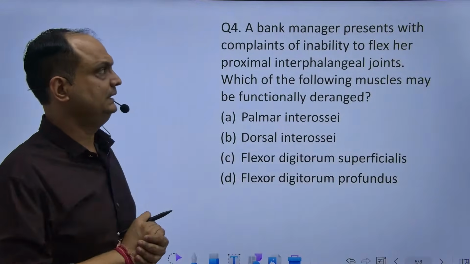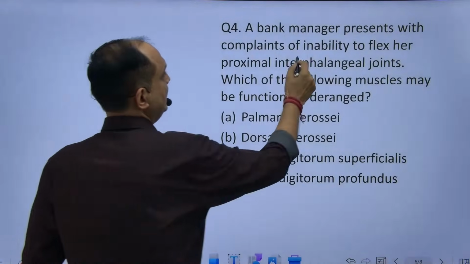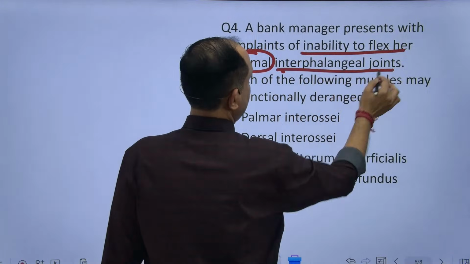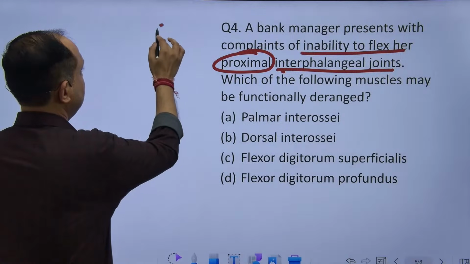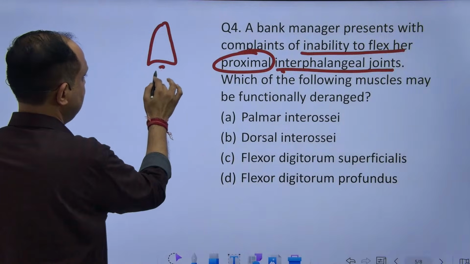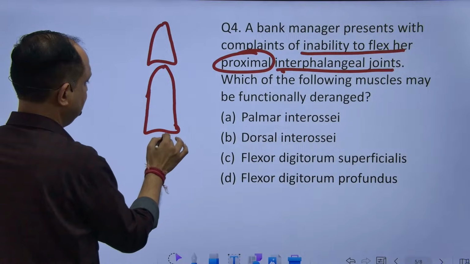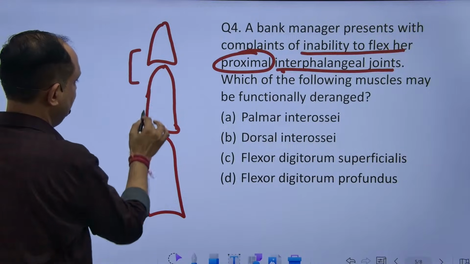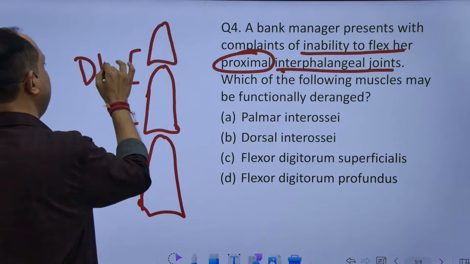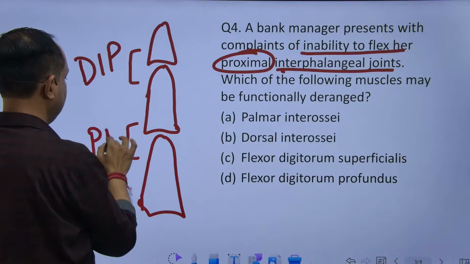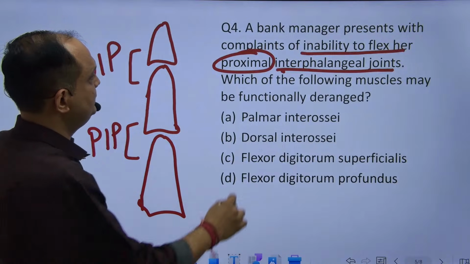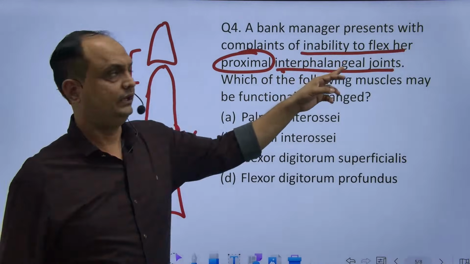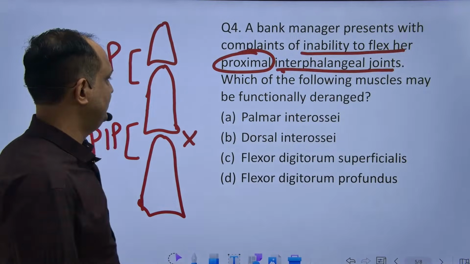A bank manager presents with the complaint of inability to flex her proximal interphalangeal joint. Now dear students, you know that there are three phalanges: distal, this is the middle, and this is the proximal. Clear? Now these are the two interphalangeal joints. This is distal interphalangeal joint, this is proximal interphalangeal joint. Now which joint is not moving? This proximal interphalangeal joint is not moving. So which of the following muscles may be functionally deranged?